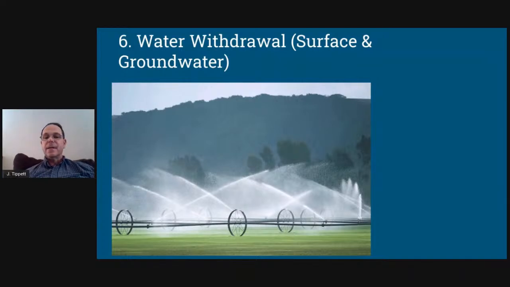All right, number 6. The next way that we interfere with the natural hydrologic cycle is by taking water out, right? Water withdrawal. Surface water and groundwater.